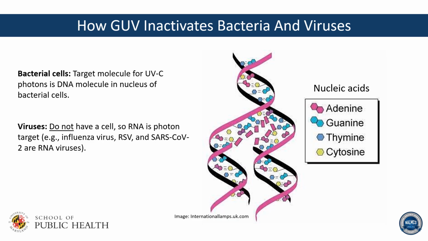GUV inactivates bacteria and viruses differently. In bacterial cells, the target molecule for the UVC photons is the DNA molecule in the nucleus of the bacterial cell. Viruses do not have a cell, so RNA is the target of the UVC photons.